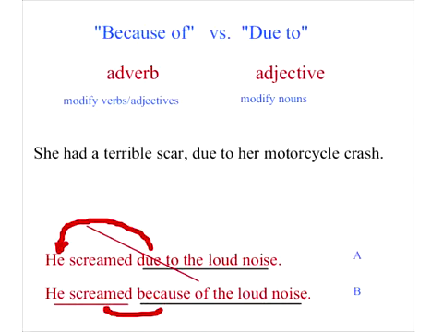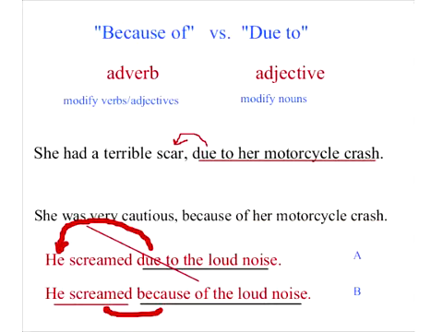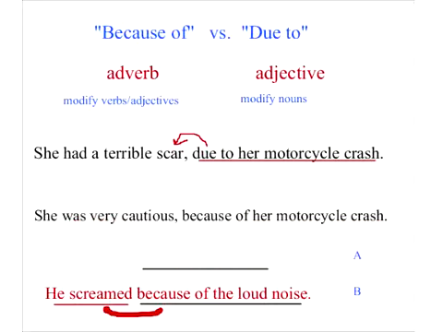Let me give you just a couple more examples. If this would be due to being used properly. Sorry that I picked grim examples. She had a terrible scar due to her motorcycle crash. This is okay because what is this modifying phrase really modifying? What is it describing? Awesome. Yeah, the scar. So since we're really saying the scar is due to her motorcycle crash, we're cool with using due to here.